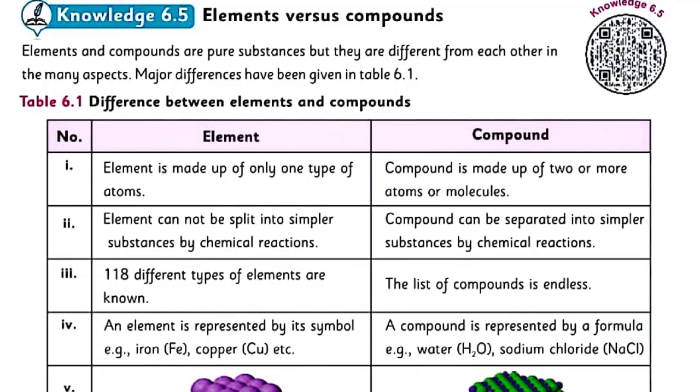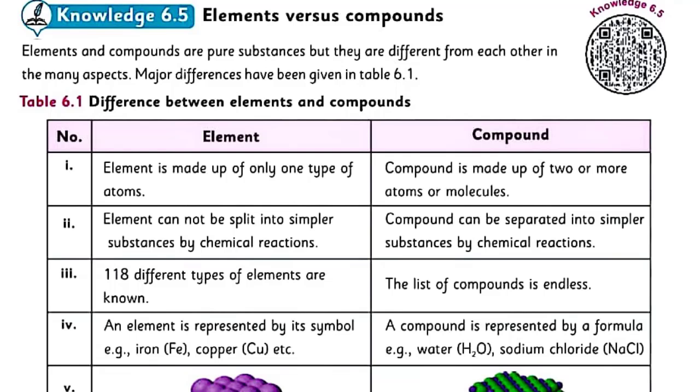Element, compound. 1. An element is made up of only one type of atoms. A compound is made up of two or more atoms or molecules. 2. An element cannot be split into simpler substances by chemical reactions. A compound can be separated into simpler substances by chemical reactions.